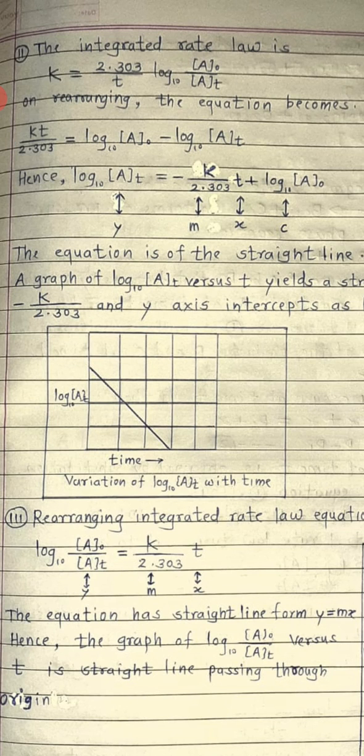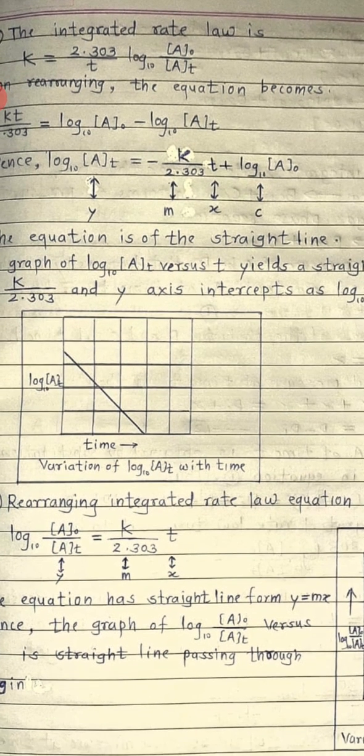This equation is of the type y = mx + c. What is y? y is the concentration, log to the base 10 of At. What is m? m is minus k upon 2.303. And what is x? t is equal to x. And what is c? c is log to the base 10 of A0.